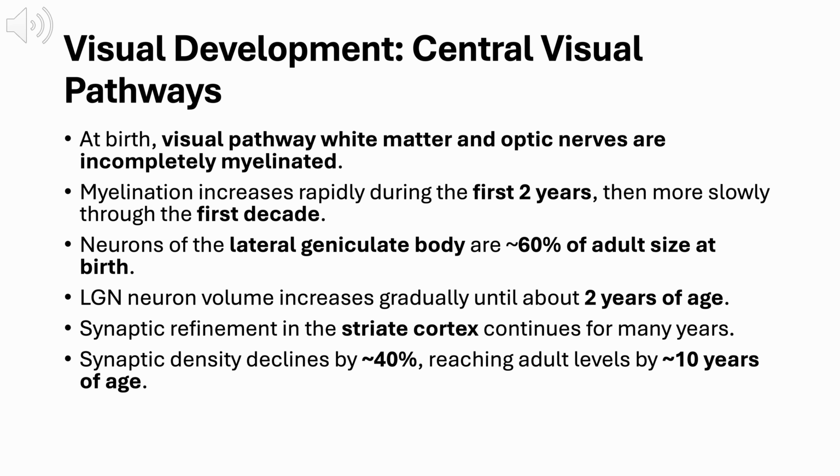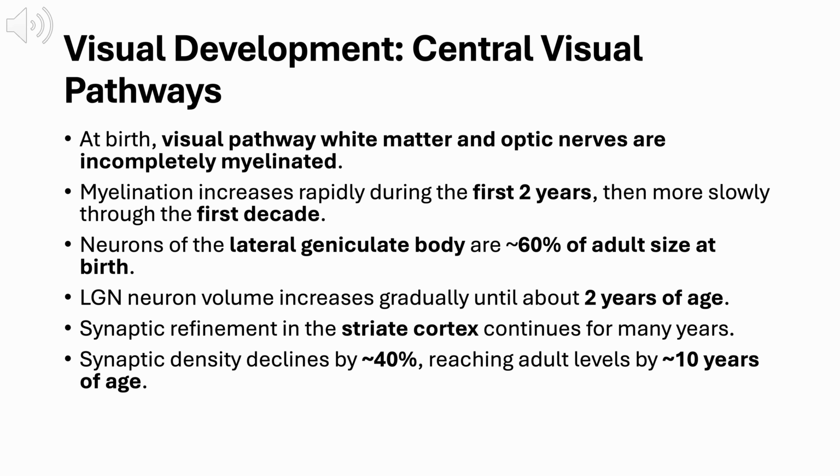This slide shifts our attention from the retina to the brain, and it reinforces how long visual development really takes. At birth, the central visual pathways are still immature. The optic nerves and visual white matter are not fully myelinated, which means signals travel more slowly and less efficiently than they will later in life. Myelination ramps up quickly during the first 2 years, then continues more gradually through much of the first decade.